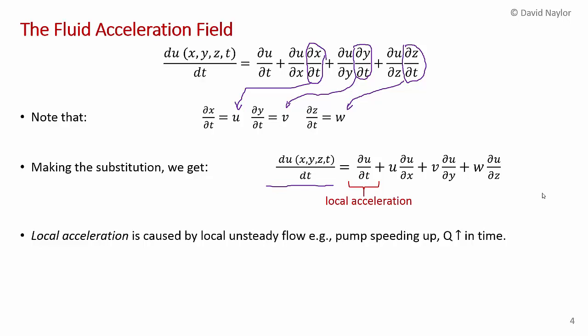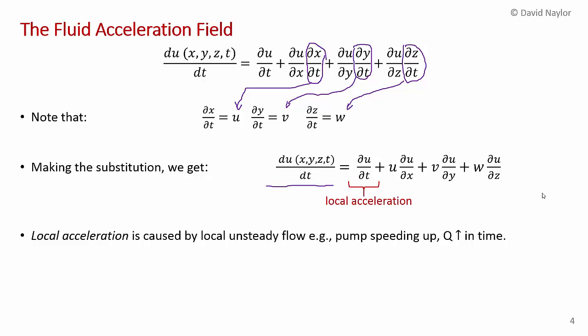And that's, for example, if you have a transient flow. So if the pump is speeding up and you've got the flow rate increasing in time, the velocity at a point is going to be increasing with time. So at x, y, z, at a given spot, the velocity is going to be increasing as a function of time.